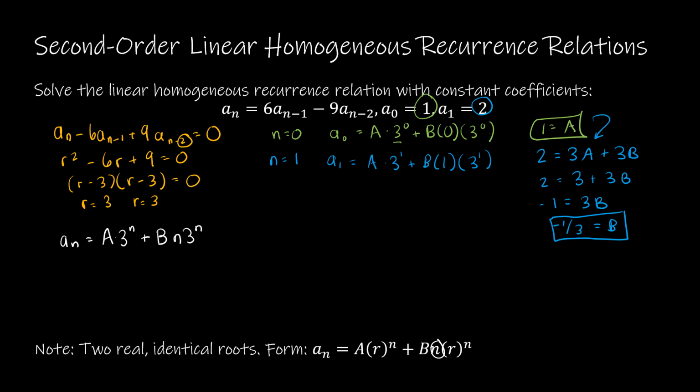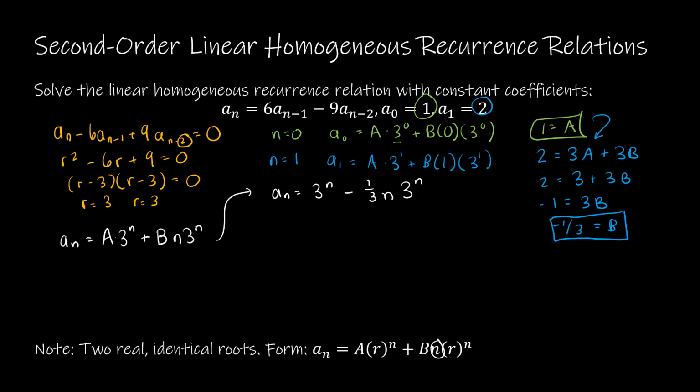So as we did before, I would rewrite this. A is now 1, so really that's just 3 to the n. B is negative 1/3, so instead of plus, I'm going to write minus 1/3, and then n, and then 3 to the n. So you might be tempted to leave your solution like that. Hopefully you are not tempted.